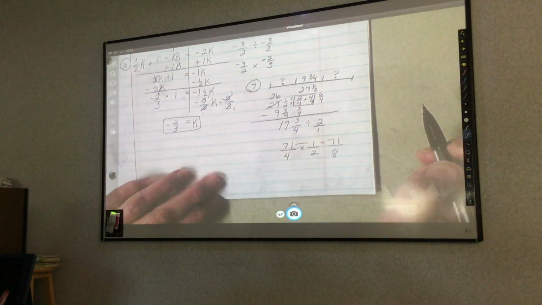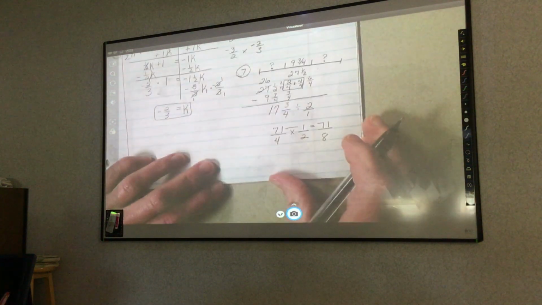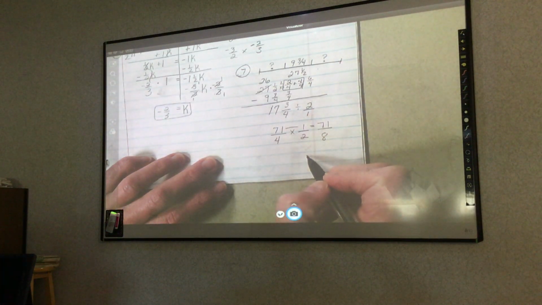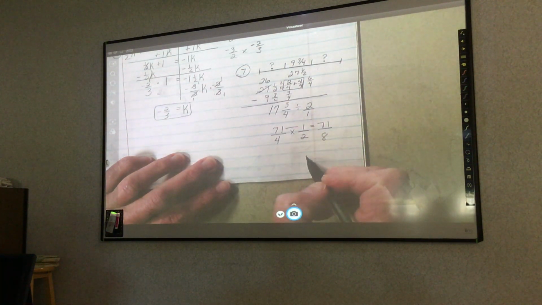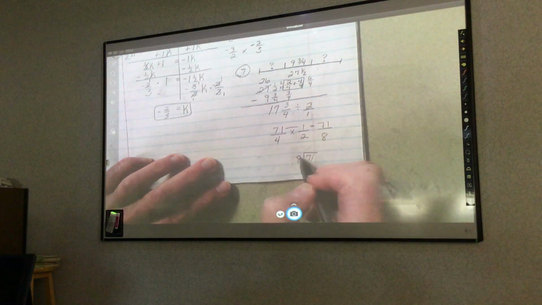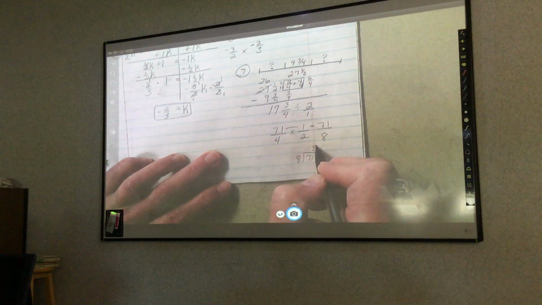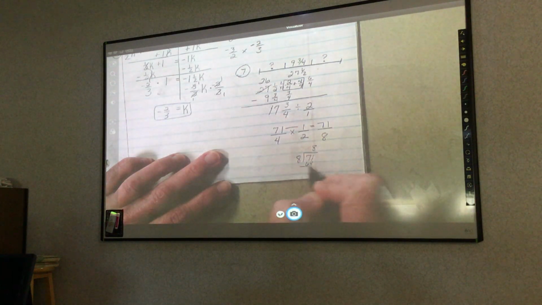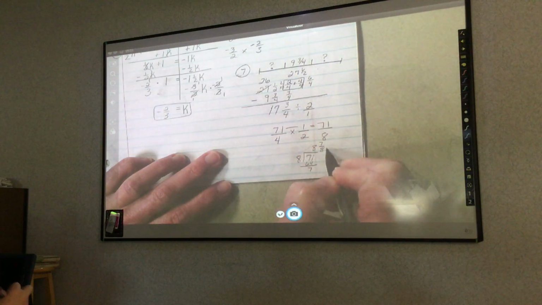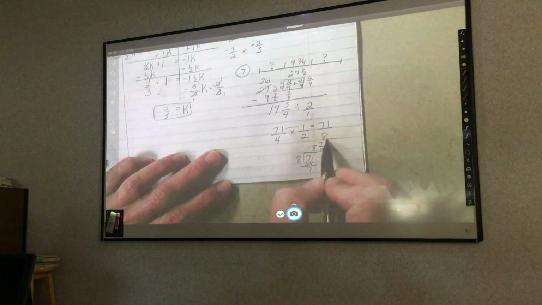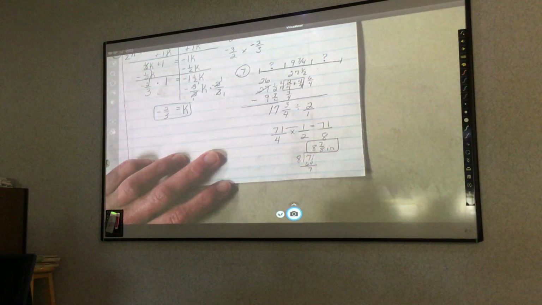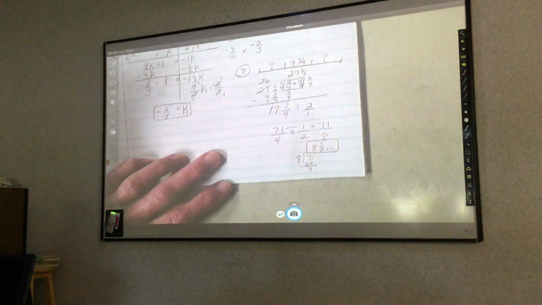71/8. Do not leave it as an improper fraction, because I'm not going to read a tape measure to 71/8. I'm going to take 71 divided by 8. 8 goes into 71 8 times, which is 64. 7 left. So it's 8 and 7/8 inches. If I actually do a real life measurement and use a tape measure, I'm going to use 8 and 7/8 inches.